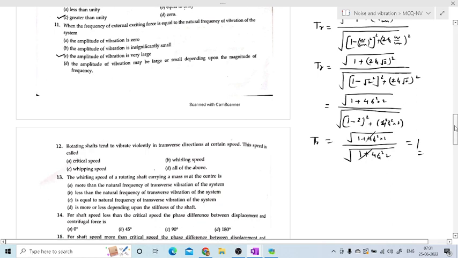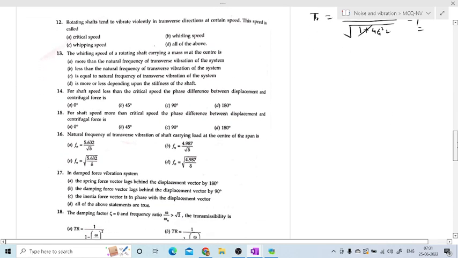Now next, 12th question, just read the statement. The rotating shaft tends to vibrate violently in transverse direction at certain speed, and that speed is called critical speed.